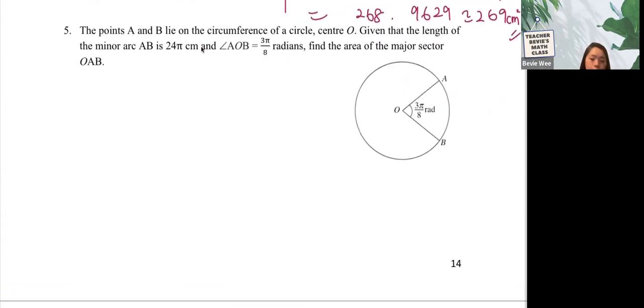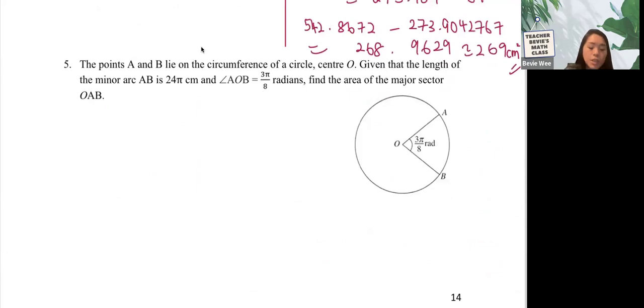Okay? Let's take a look at the next one. I want to find a major sector. Can you all highlight the keyword? Major sector means the big one. Once again, I can take total area minus away the minor sector, or I can just do one step. What is 360 degrees in radian mode again? That is your 2 pi, right or not? 2 pi. So if I want to find that major angle, 2 pi minus 3 pi over 8. Just one step, more straightforward.